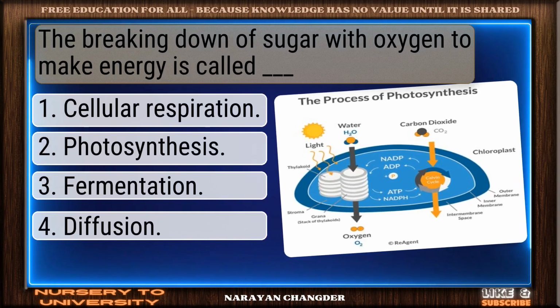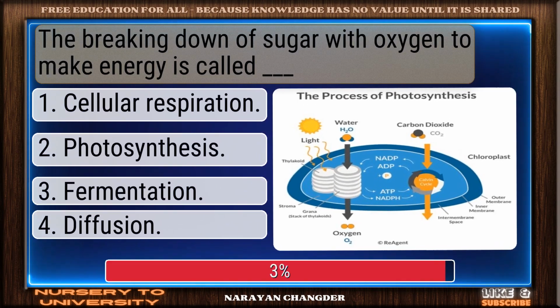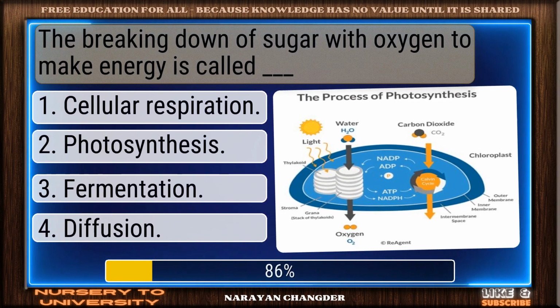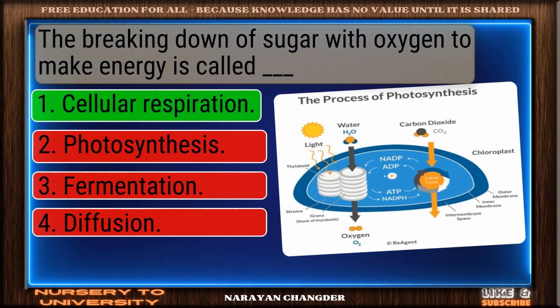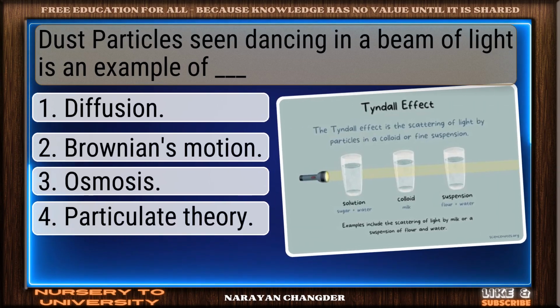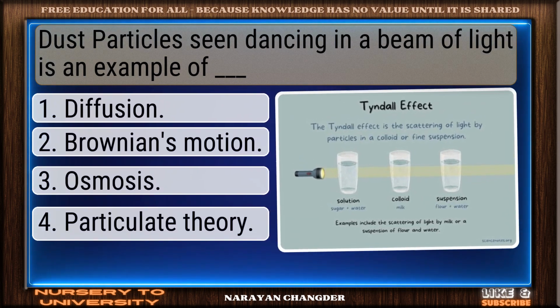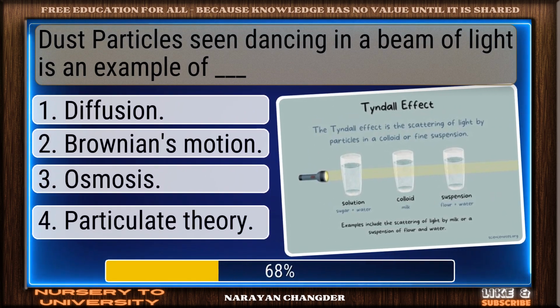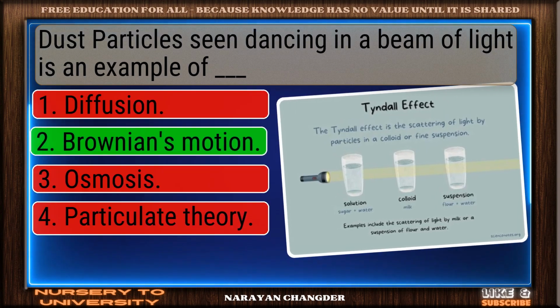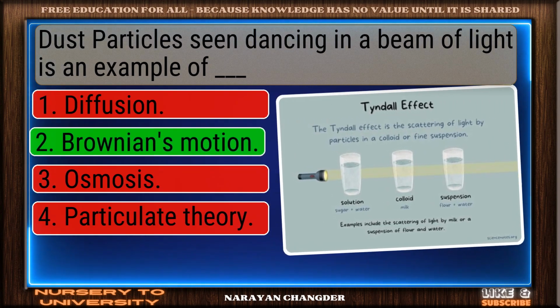The breaking down of sugar with oxygen to make energy is called dash. Nice work. You chose cellular respiration, and it is correct. Dust particles seen dancing in a beam of light is an example of dash. You got it. Your choice, Brownian motion, is right.